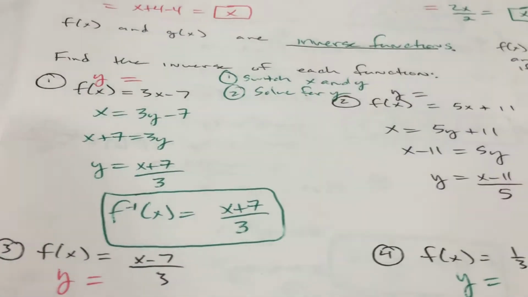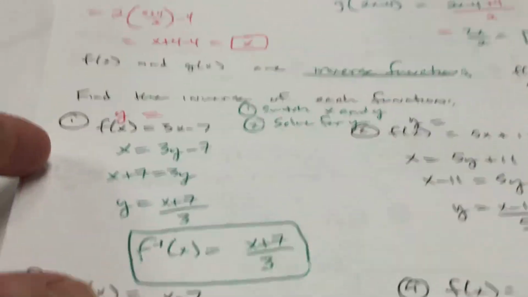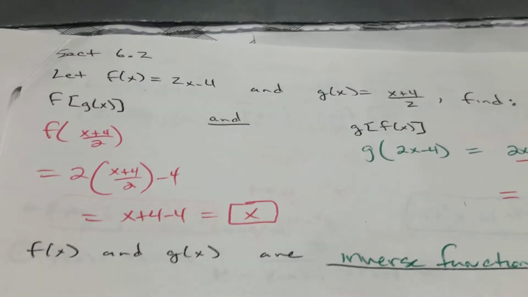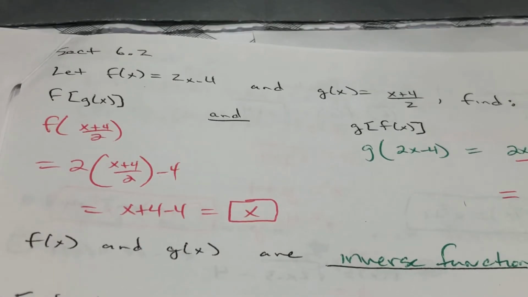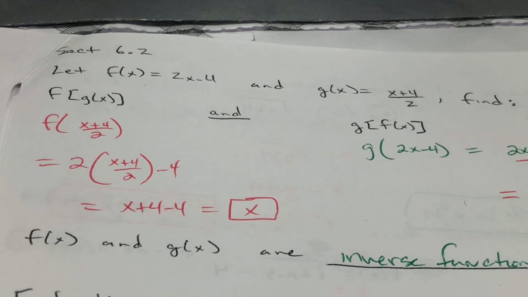All right, so section 6.2, 6.1 is a big one. Section 6.2 on the quicker side here, but also important first. So all of us have pages 8, 9, and 10. Section 6.2, let f of x equal 2x minus 4 and g of x equal x plus 4 over 2. Find f of g of x.